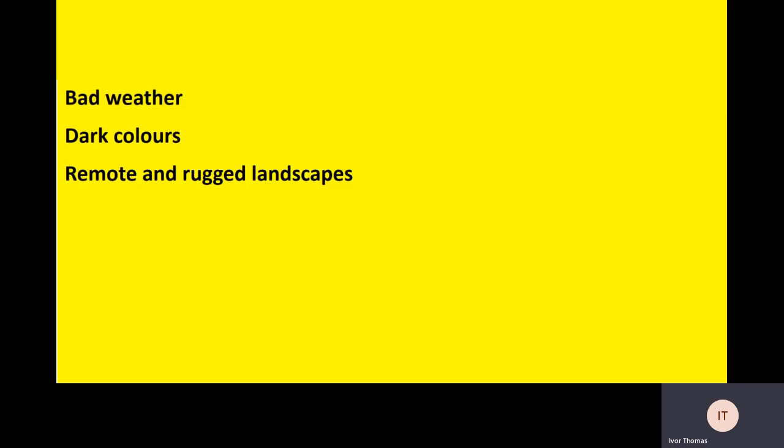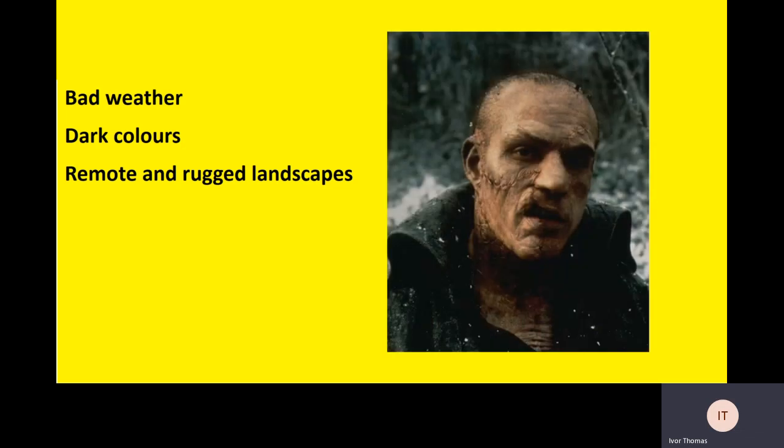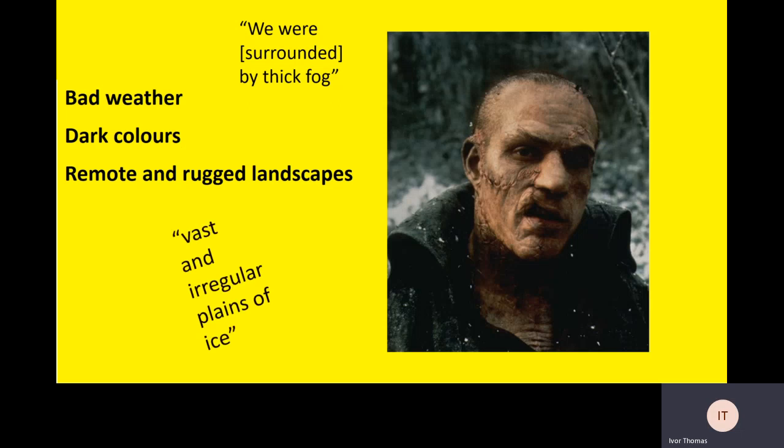You'll also expect to see bad weather, dark colours, and remote and rugged landscapes. The opening of Frankenstein is set somewhere in the Russian ice flows, and Frankenstein's monster sometimes escapes to Switzerland, leaps over mountains because he has superhuman strength. The point is that this is a typically Gothic theme. Cold, bad weather, fog. So here's Frankenstein's monster in some kind of icy backdrop. At the beginning of the novel, the narrator says, "We are surrounded by thick fog. We were enveloped by thick fog. And there were vast and irregular plains of ice." So you would expect to see bad weather and darkness in Gothic stories.